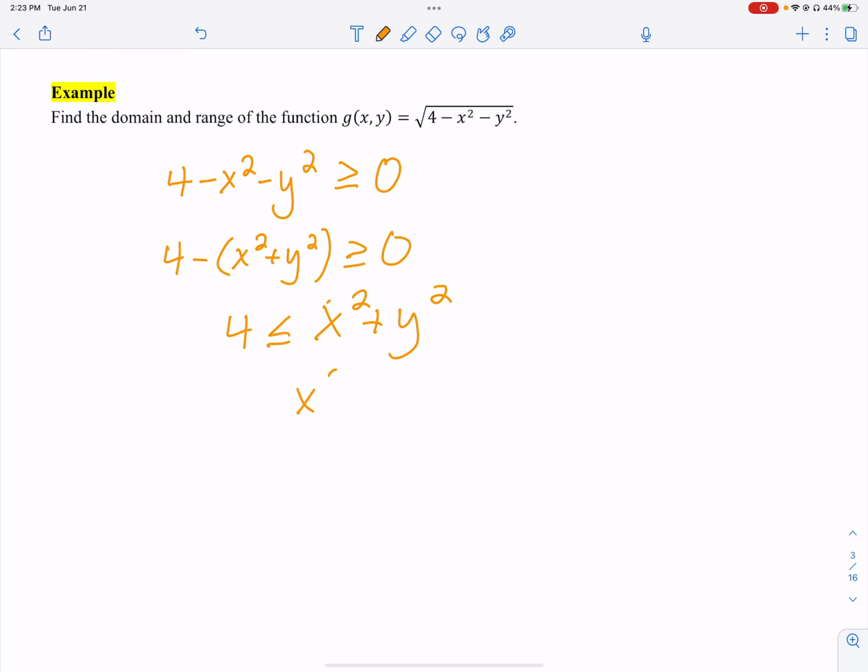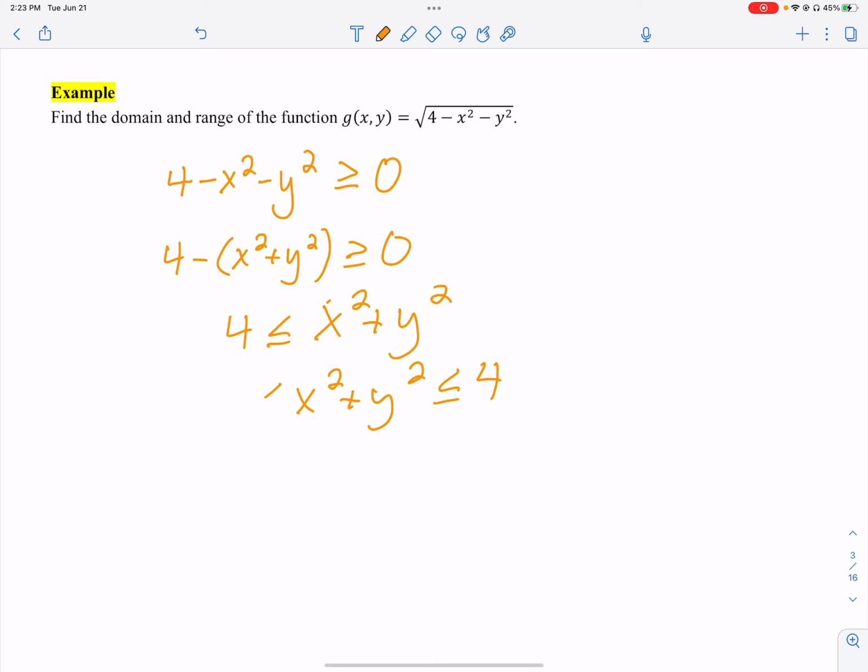I'm going to flip this over. We know this is less than 4. That's a circle, right? Hopefully you see that right away. A circle with a radius of 2. And this says, hey, if you pick any ordered pair that's on that circle or inside that circle, right? That's what the less than means. On the circle or less than the circle.